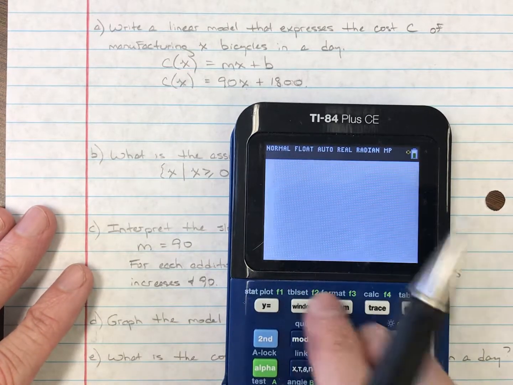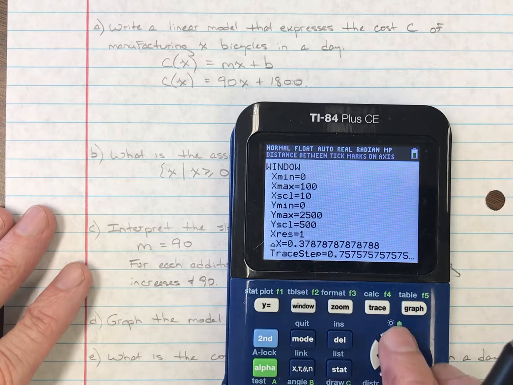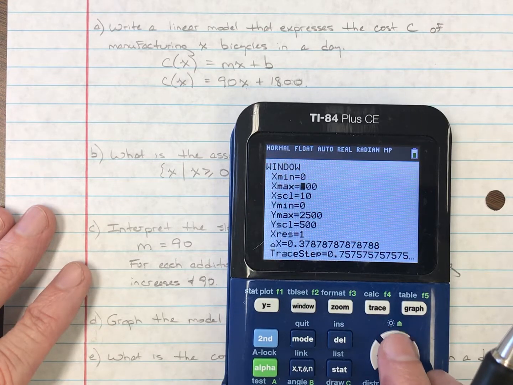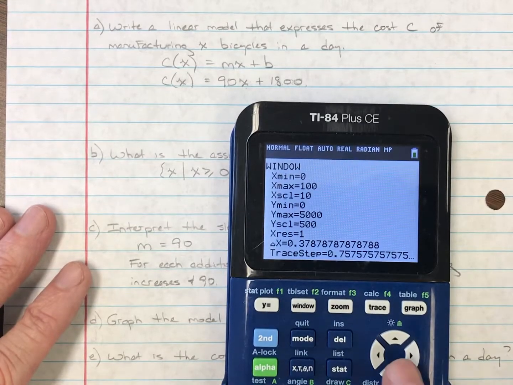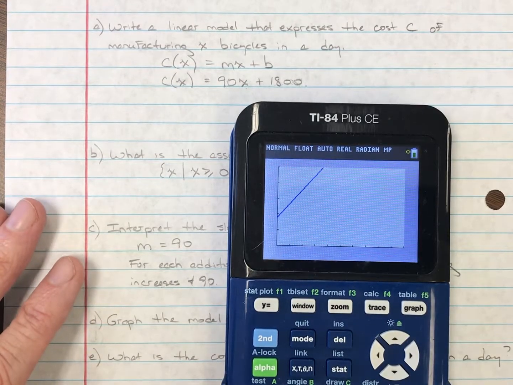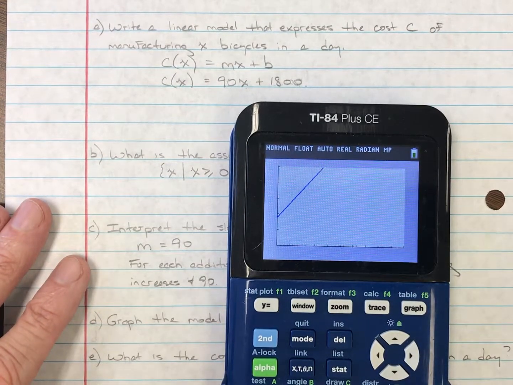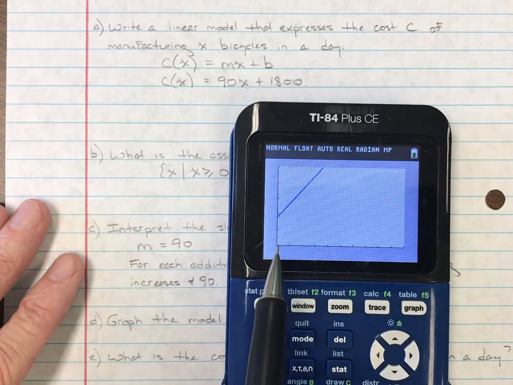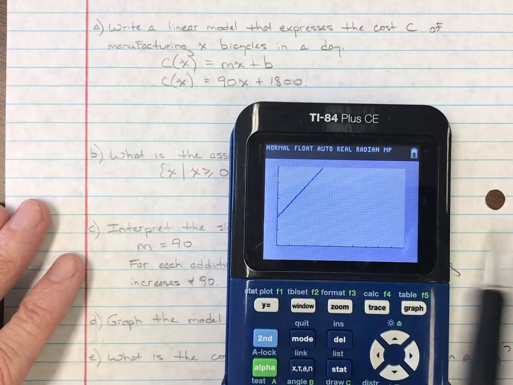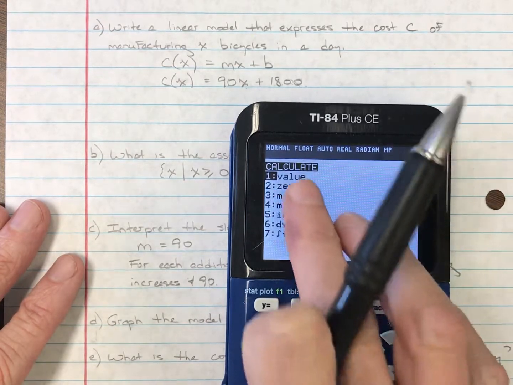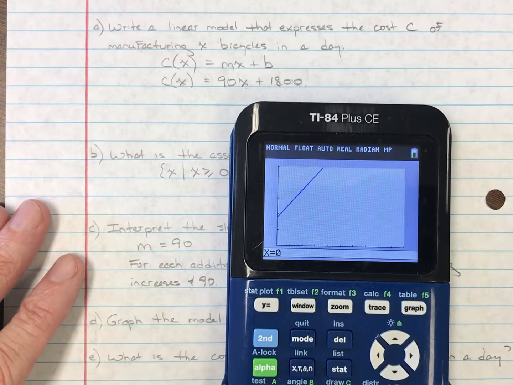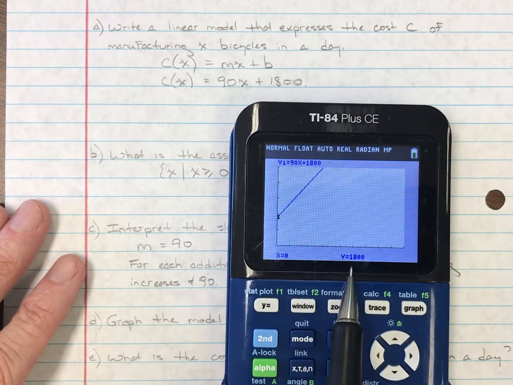So let's go back to my window. Looks like I need to, let's max out my y at 5,000. And I'll count by thousands. Let's see if that helps me. There we go. That's a little better. Okay. So you can see here, 0 bicycles. If I press calculate, if I calculate my value, so 1, and I say I want 0 bikes, I have an $1,800 cost, and that makes sense. That's my fixed cost.